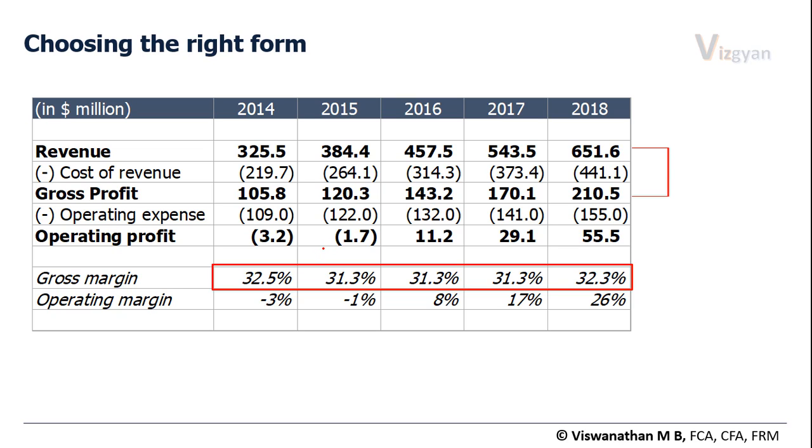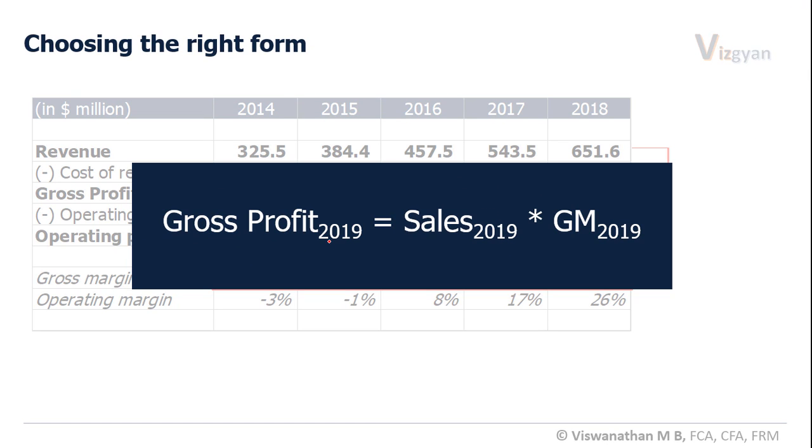That means I can use a multiplicative relationship here, because my gross profit consistently moves at the same proportion as sales, more or less. Therefore, I know I could use a multiplicative relationship. Therefore, I can say my gross profit for 2019 will be equal to sales for 2019 multiplied by gross margin for 2019.